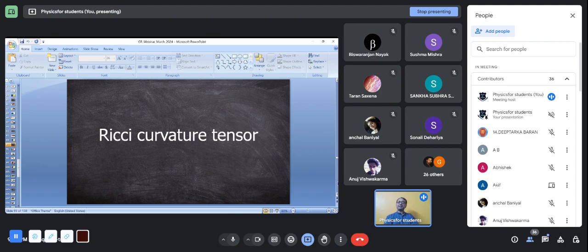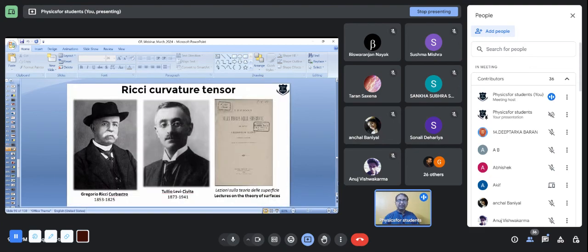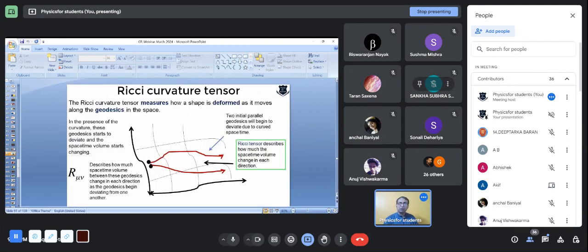Okay, this is the metric tensor. The metric tensor has a lot of things which I cannot actually explain in such a short time. Okay, the Ricci curvature tensor is something which is easily explainable. It was developed by Gregorio Ricci-Curbastro, who was a student of Tullio Levi-Civita, and this book that you see is where he used this Ricci curvature tensor. Okay, what is the Ricci curvature tensor? Let me explain a little bit intuitively.